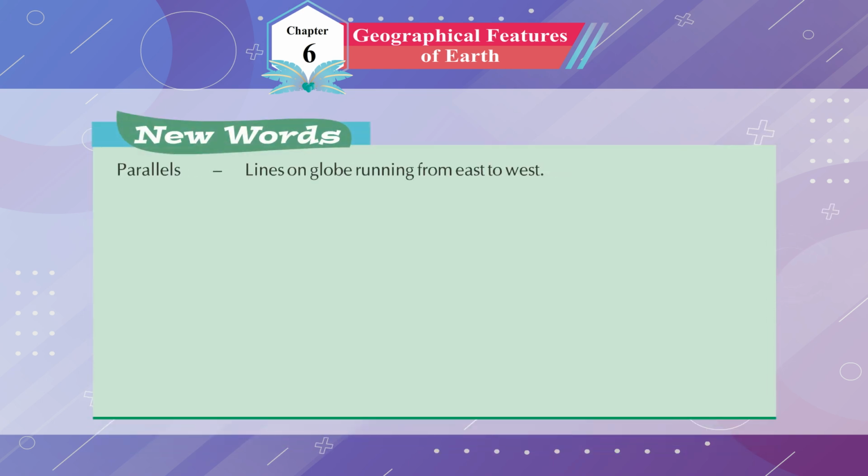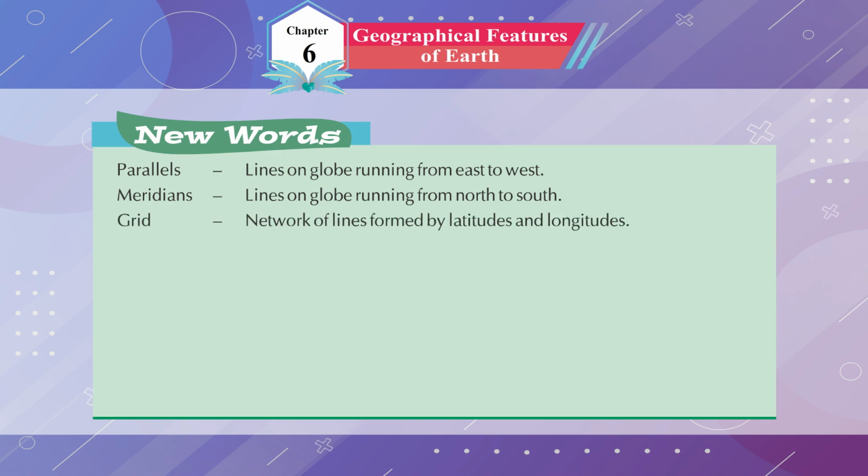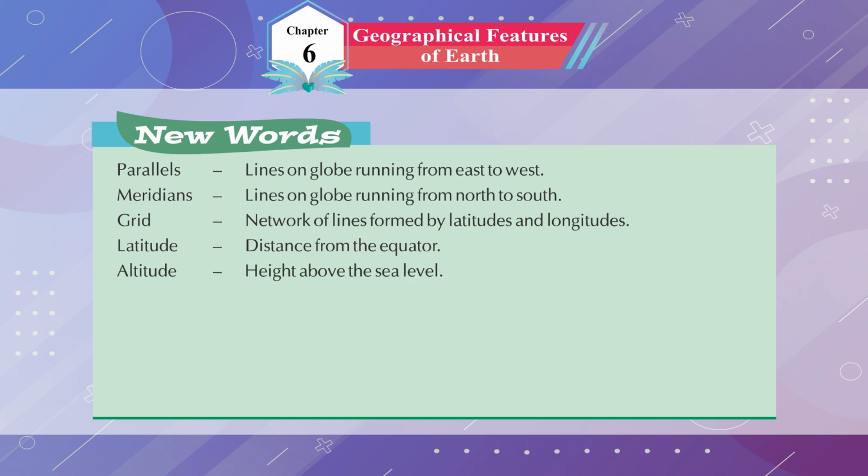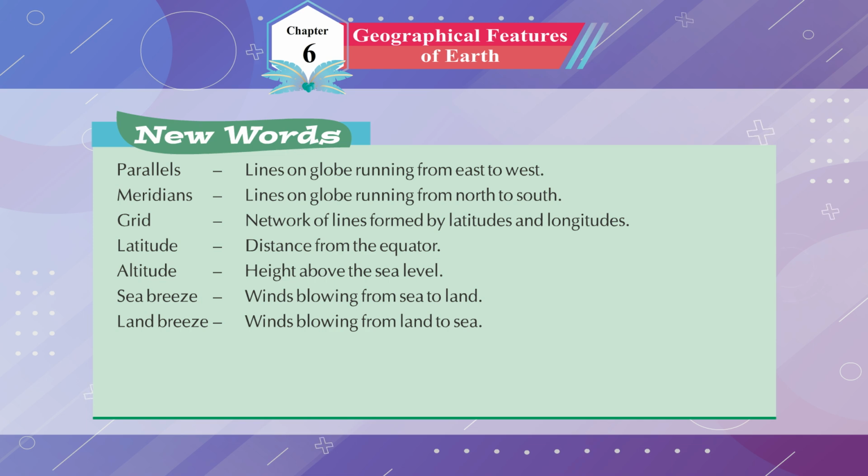New words. Parallels, lines on globe running from east to west. Meridians, lines on globe running from north to south. Grid, network of lines formed by latitudes and longitudes. Latitude, distance from the equator. Altitude, height above the sea level. Sea breeze, winds blowing from sea to land. Land breeze, winds blowing from land to sea. Humidity, amount of moisture in the air.